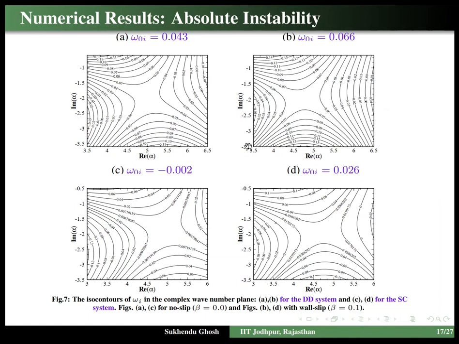A few figures are given here related to absolute instability, and in these figures the contours are nothing but contours of the absolute frequency, which is omega I. We have drawn them in the alpha plane, with real alpha and imaginary alpha, that means the complex alpha plane. If you track the saddle point, that is the middle point in each case, then at the saddle point you have to check the behavior of the absolute frequency omega I, and depending on the positive or negative value you can judge whether the system is absolutely unstable or not. The conclusion is that the double diffusive flow system is relatively more absolutely unstable as compared to the single component system.